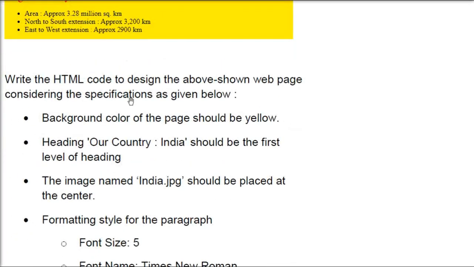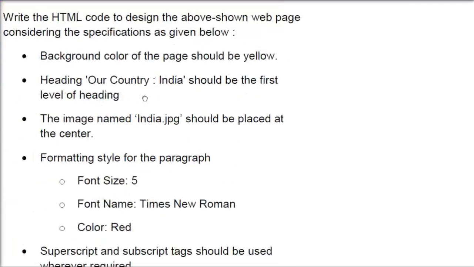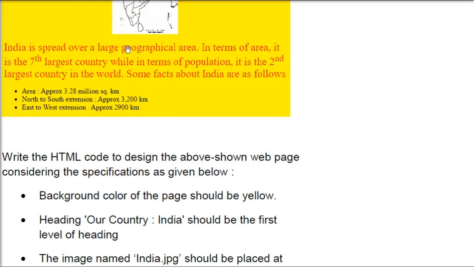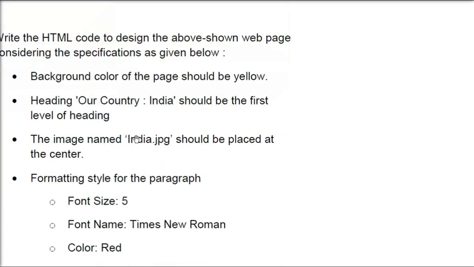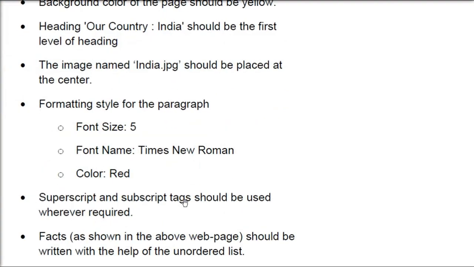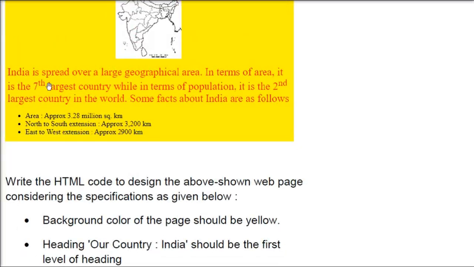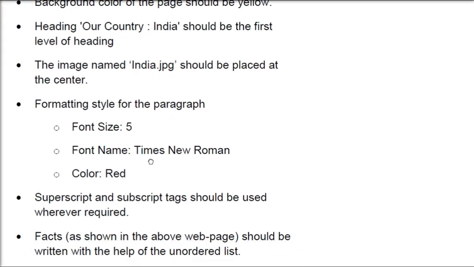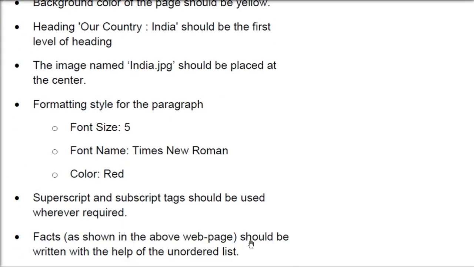Now the formatting style: there is a paragraph coming, India is spread like this. The font size has to be 5 times, in Times New Roman, and the color is given as red. And one more thing, this paragraph has some superscript, actually just superscript, not subscript. So 7 has TH up, 2 has ND up. So we'll use superscript because no subscript is there.